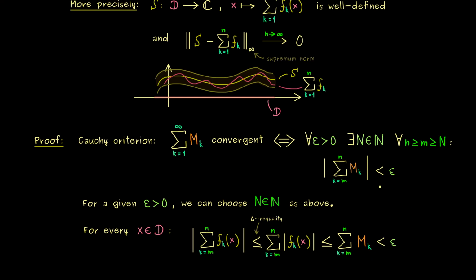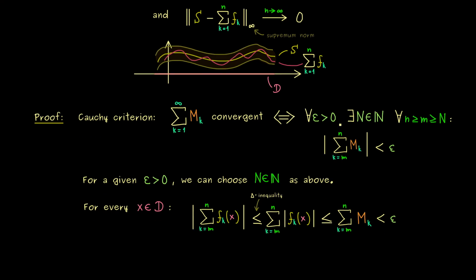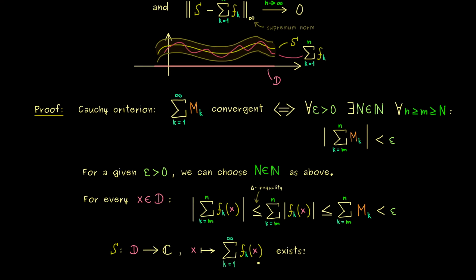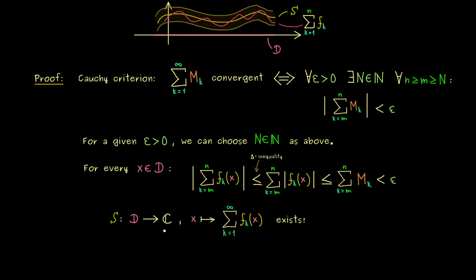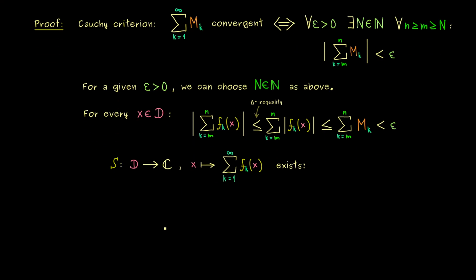In other words, the Cauchy criterion now also tells us that this series here is a convergent one, which already implies that the function s from above is a well-defined function. In other words, it exists and it makes sense to talk about it. And that's what we will do now, because we want to talk about the supremum norm. More concretely, we want to take the difference of s with the partial sums in the supremum norm.